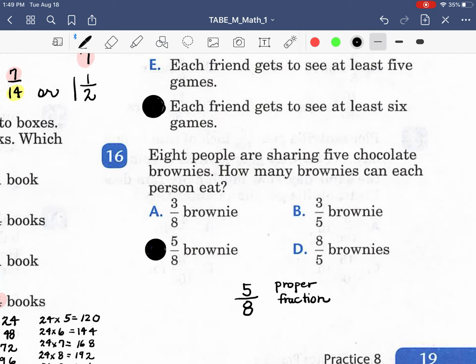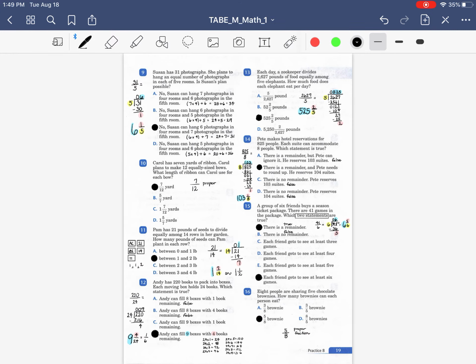5/8 of a brownie. You have more people than brownies, so everybody will not get a whole brownie. We have to divide those up among the 8 people.